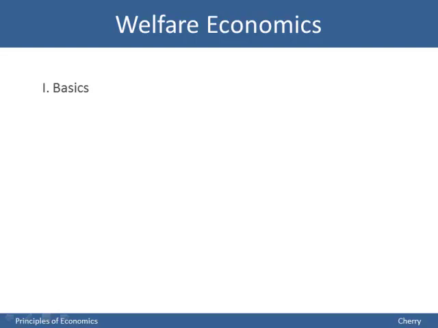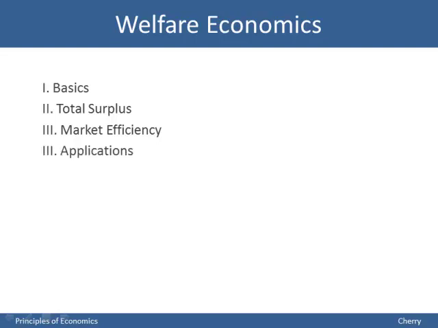So first we're going to go through the basics of welfare economics. Then we're going to look at total surplus. Before, we looked at consumer and producer surplus, so we're going to introduce the concept of total surplus. And then we're going to look at the concept of market efficiency and how welfare economics and the measures of surplus inform us about market efficiency. And then we're going to look at some policy and market applications.